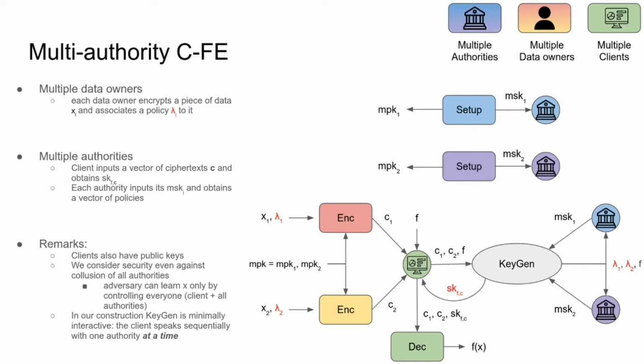For evaluation, given a vector of ciphertexts, possibly from multiple data owners, and given a function, a client engages in a key generation protocol with each of the authorities sequentially. Each authority analyzes the request and the policies attached to the ciphertexts, and if all authorities grant the request, the client will obtain a function key. Finally, the client runs the decryption algorithm over the ciphertexts and the function key to obtain the value of the function evaluated over the ciphertexts.